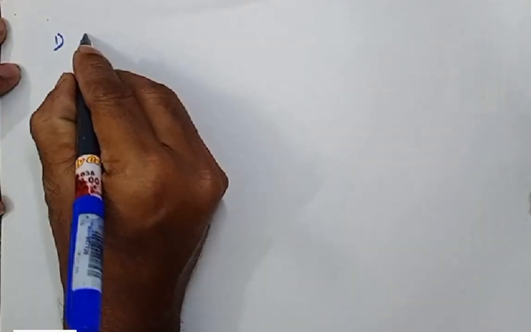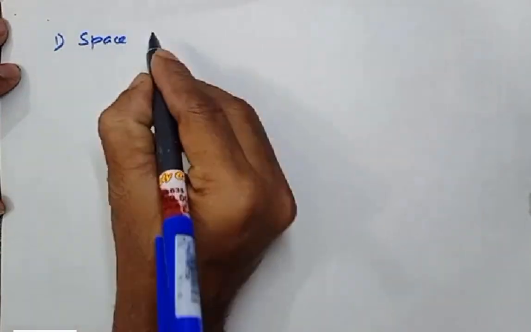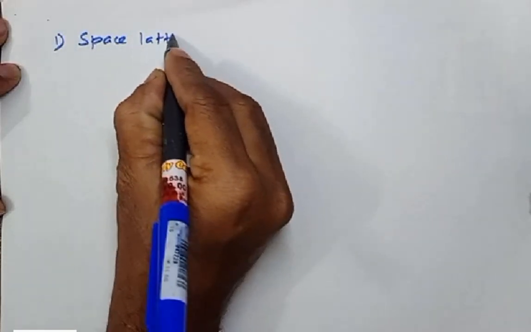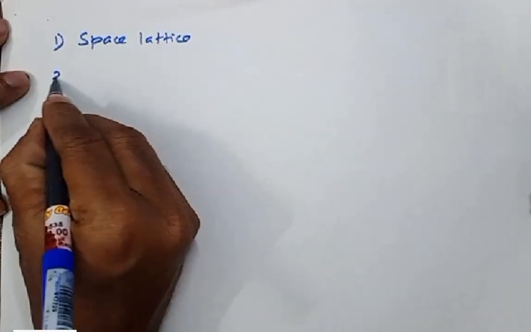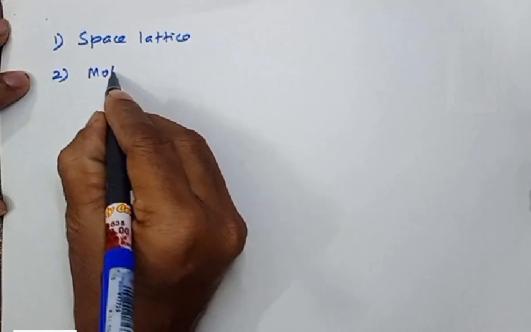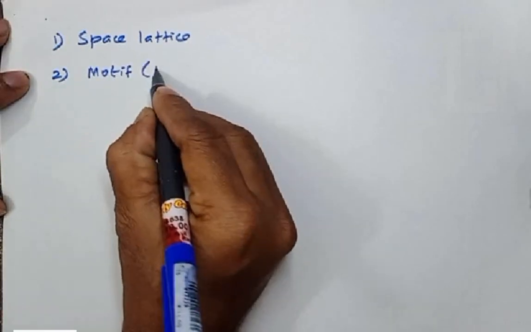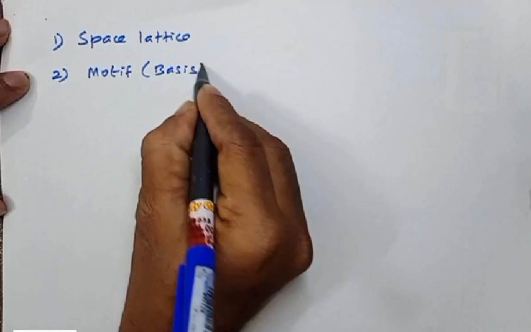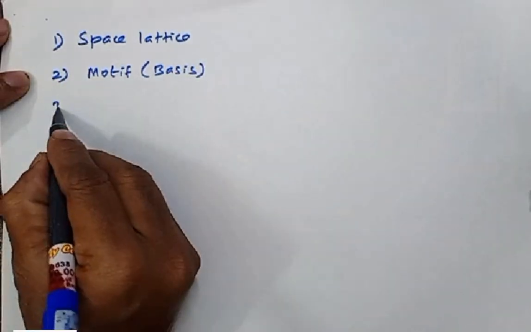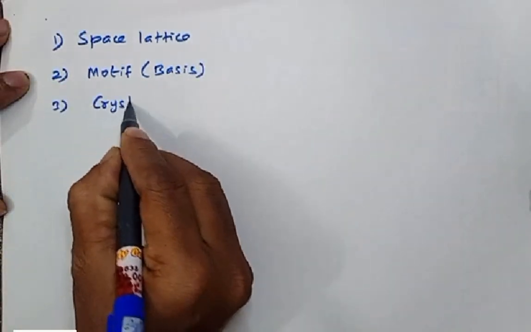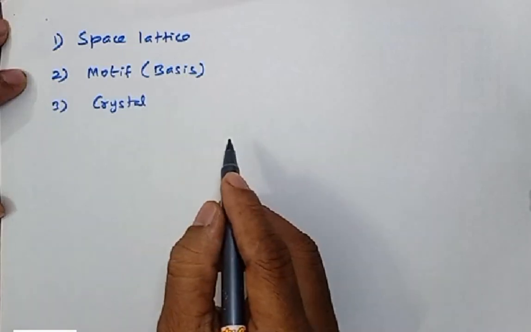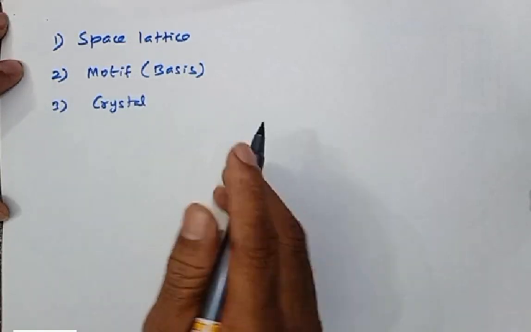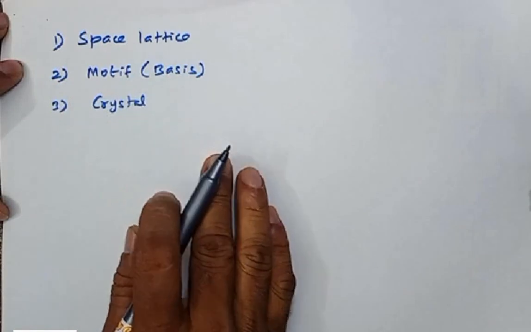Right. So in the last class we looked at what is meant by space lattice, then what is meant by motif, also called basis, motif or basis, then what is meant by a crystal or crystal lattice. Okay, so all these things we discussed in the last class.